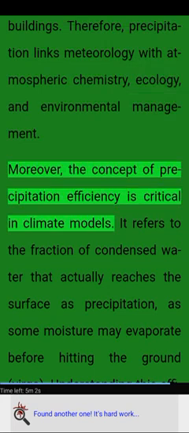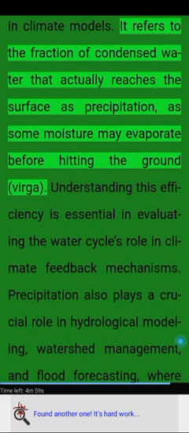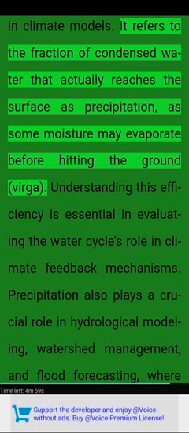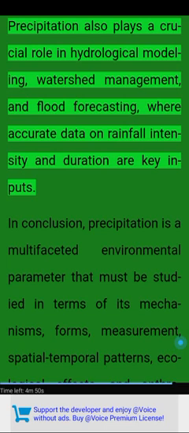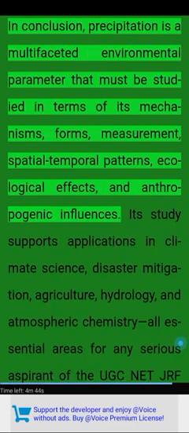Moreover, the concept of precipitation efficiency is critical in climate models. It refers to the fraction of condensed water that actually reaches the surface as precipitation, as the moisture may evaporate before hitting the ground. Understanding this efficiency is essential in evaluating the water cycle's role in climate feedback mechanisms. Precipitation also plays a crucial role in hydrological modeling, watershed management, and flood forecasting, where accurate data on rainfall intensity and duration are key inputs.